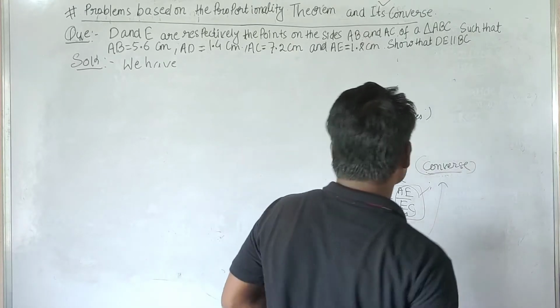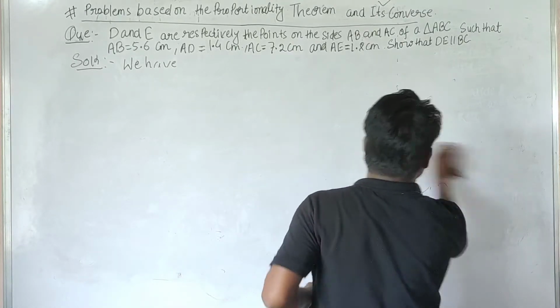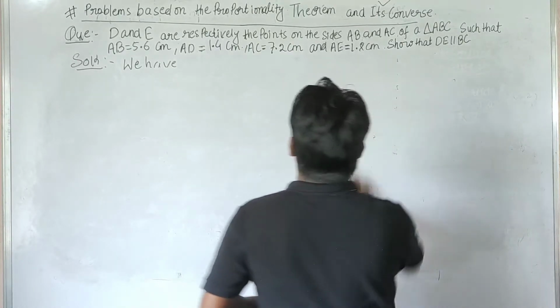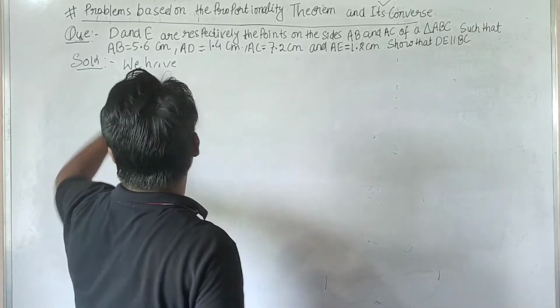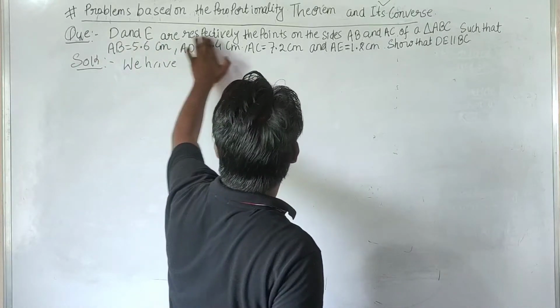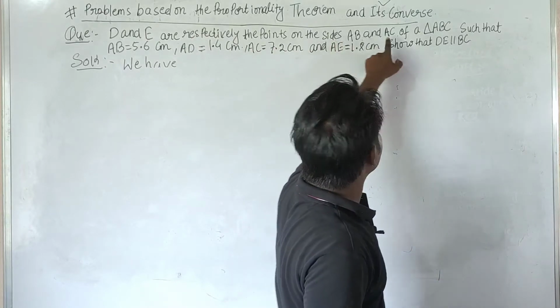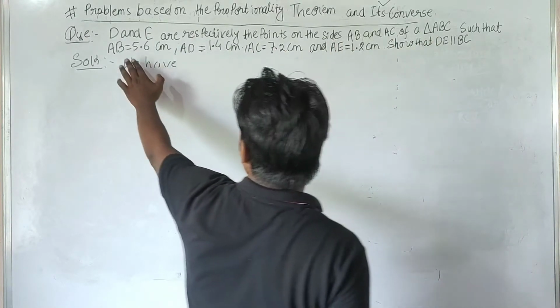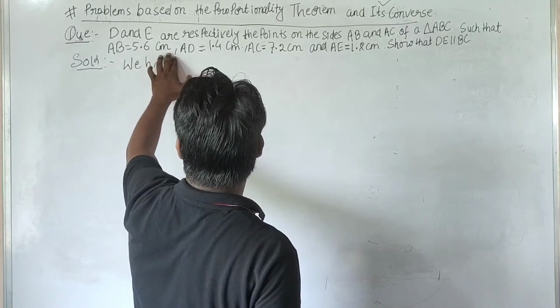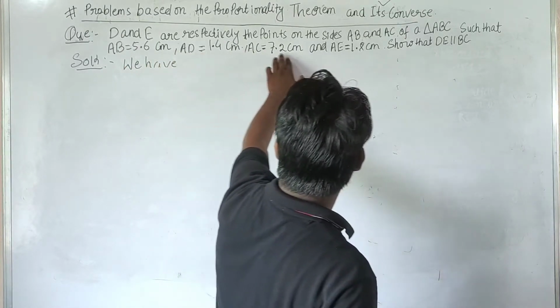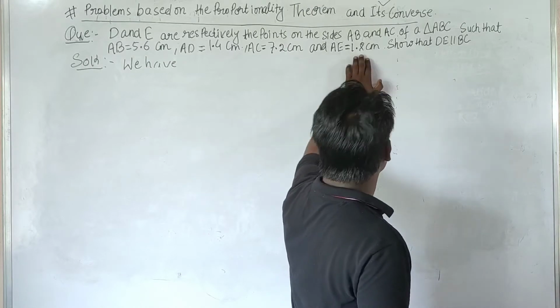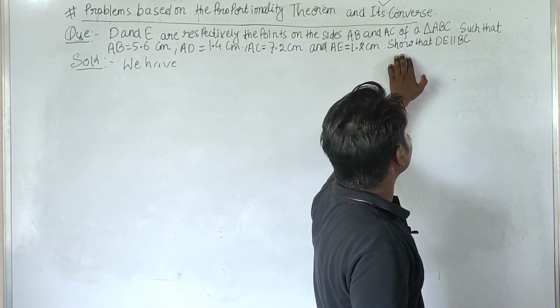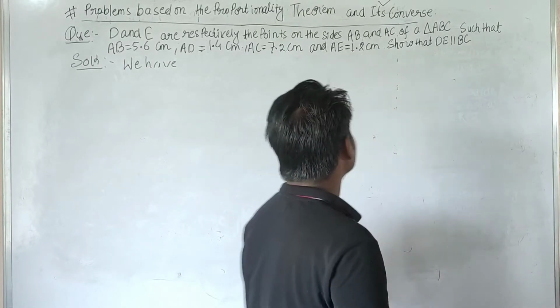So what is the question? Here we have the question: D and E are respectively points on the sides AB and AC of a triangle ABC such that AB is equal to 5.6 centimeter, AD is 1.4 centimeter, AC is 7.2 centimeter, and AE is 1.8 centimeter. Show that DE is parallel to BC.